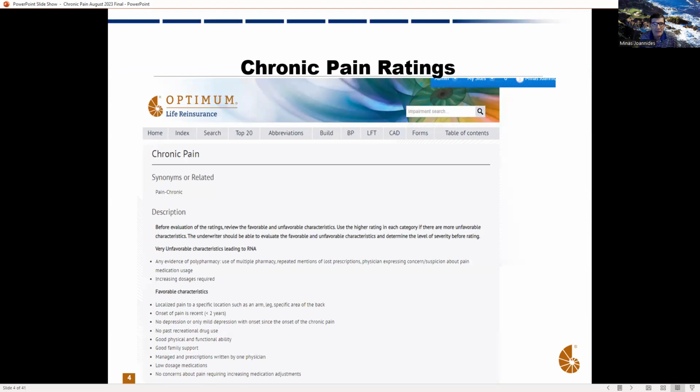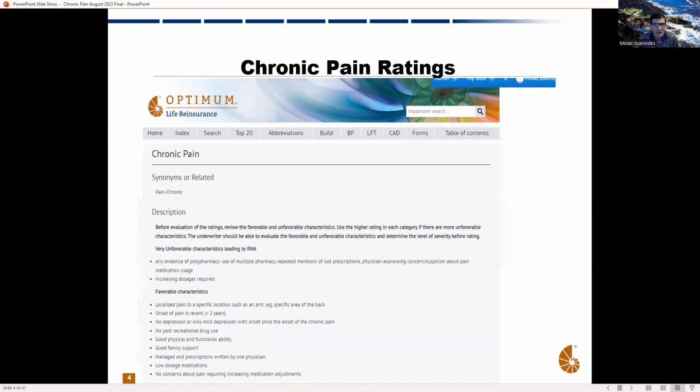Here's a slide that shows the chronic pain ratings in the Optimum Re manual. Let's go through this so you have a better understanding of what we're going to be talking about today. So there are very unfavorable and unfavorable characteristics, as well as favorable characteristics when looking at an applicant who has chronic pain and may have been treated with opioid medications. So let's go through these.